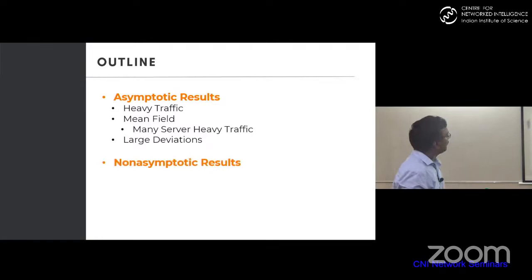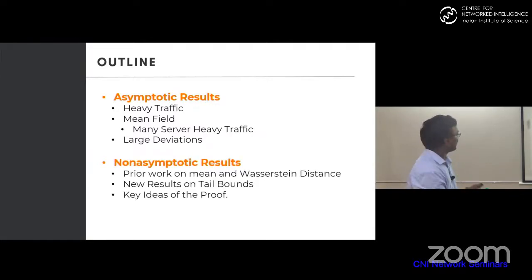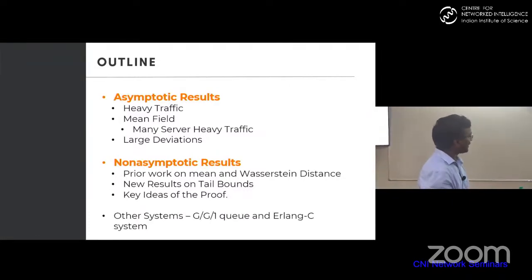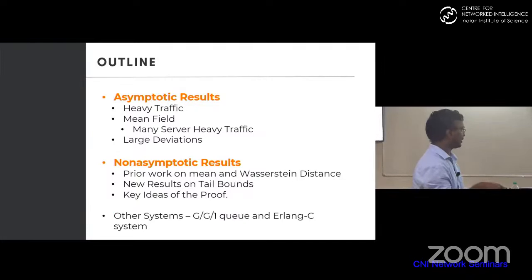And then I'll move on to non-asymptotic results, primarily in the heavy traffic and many-server heavy traffic regimes. And then eventually I'll get to our result and talk about how it connects to various asymptotic results as well as non-asymptotic results. And if time permits, I'll talk very briefly about the proof. We also have some results on other systems, especially GI/G/1 queues and the Erlang C system. Erlang C is the same as M/M/N, and most likely I will not have time to cover it.